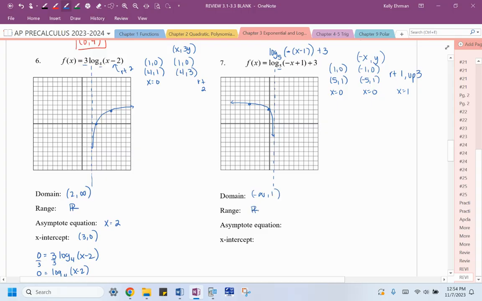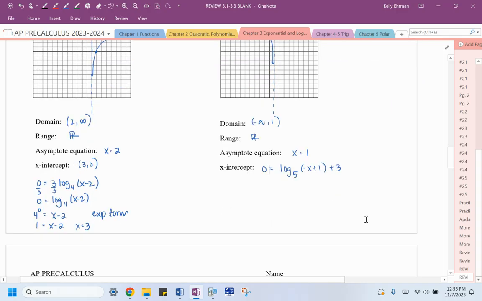The range is all real numbers. Vertical asymptote is x equals 1. X-intercept is not a nice point, so we are going to have to solve for this one algebraically. So first, set your log function equal to 0. Next, get the log by itself. Next, rewrite in exponential form. So change this log equation to exponential form.